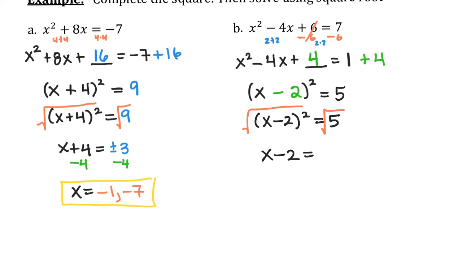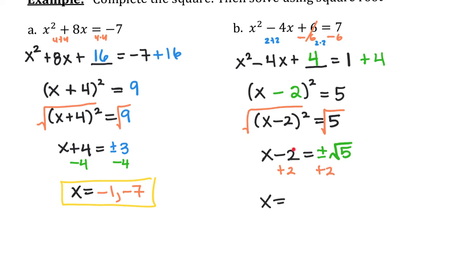Does it simplify? No, it's just 5 times 1. So I'm going to leave it as square root 5. But remember, it could be a positive and a negative square root 5, because when I square negative square root 5, I also get positive 5. Okay, I'm going to go ahead and solve for x, and know my answer is going to have square root 5 in it, and that's okay.